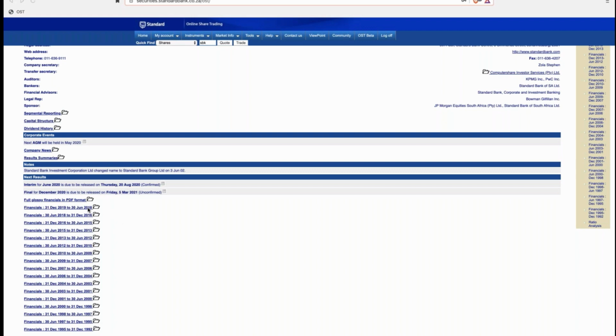And then all the different results. So results back to 1992. You can go and find literally all results of listed companies going back to the early 90s. You can get them, you can download them, they will be in PDF, so you can go and grab them as and when you want.